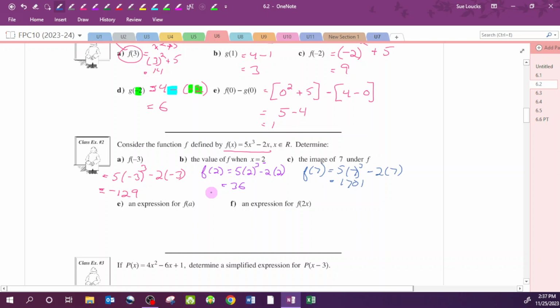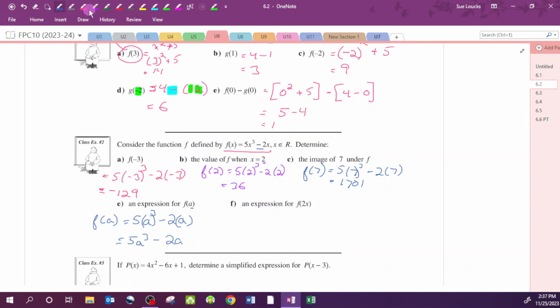Okay, an expression for f of a. So what we've done is we've taken our x and we've replaced it with a, so we're just going to do that. I'm going to take my expression that I had up with x's, and I'm going to replace my x's with a's. So this is going to be 5 times a cubed minus 2a. Okay, you know what, let's put those in brackets so that we're doing it the same way each time, and then we'll simplify it. So that's 5a cubed minus 2a.